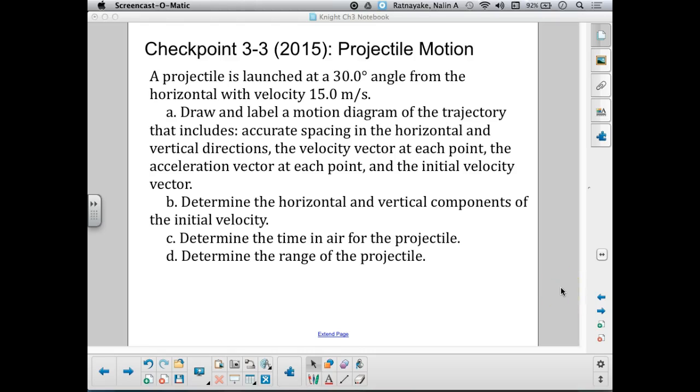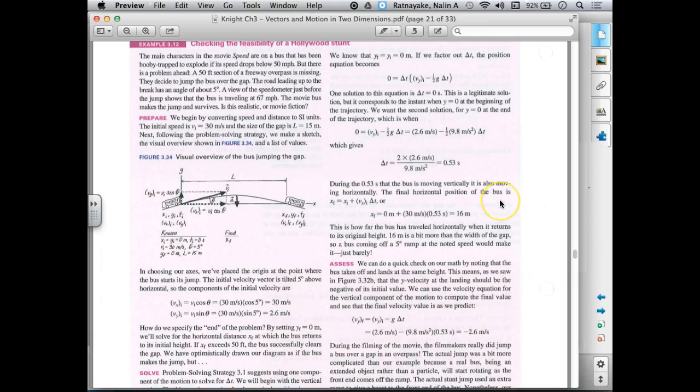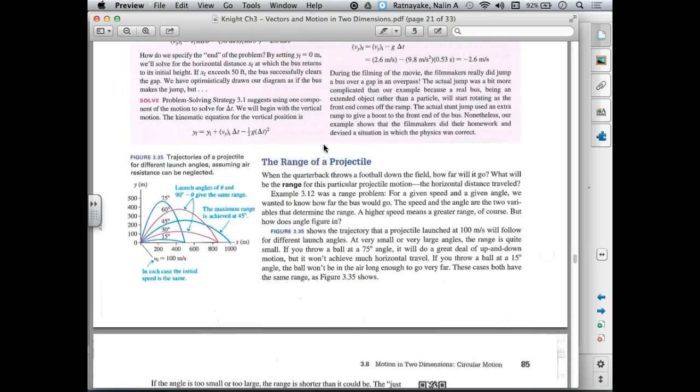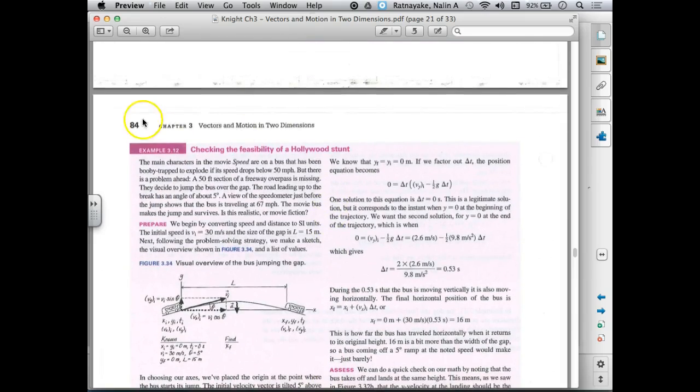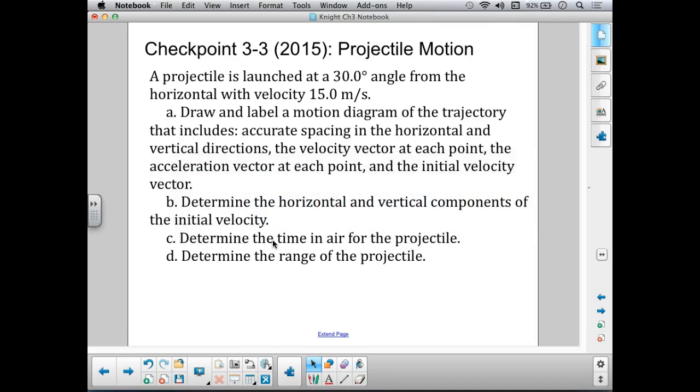Hello students, this is a demonstration of checkpoint 3-3 projectile motion, which is based on sections 3.6 and 3.7 in NITE. If you want to follow along with the solution method, a great example to follow along on is example 3.12, and that's on page 84 in NITE in chapter 3. So I'm going to use the same solution procedure for this checkpoint problem.